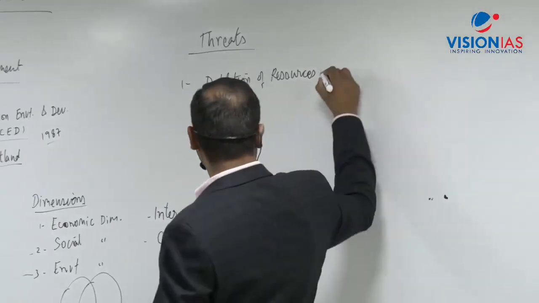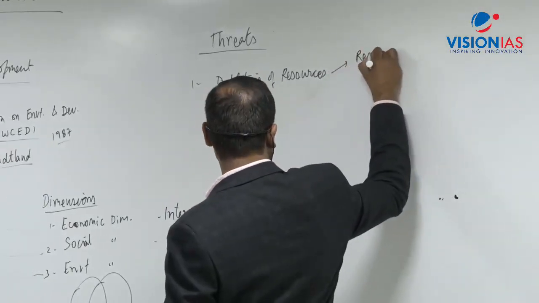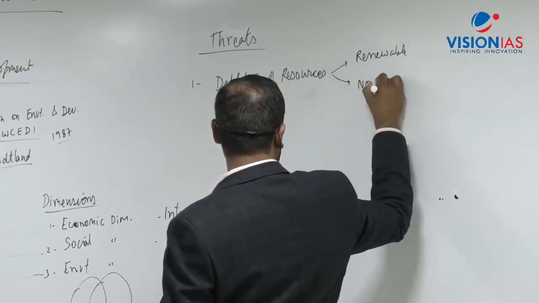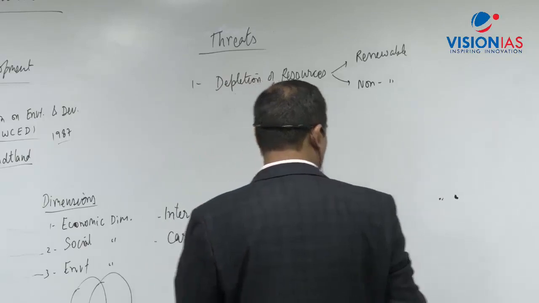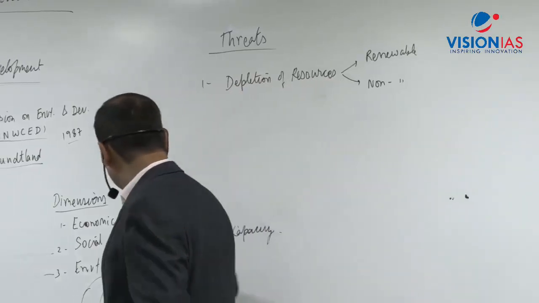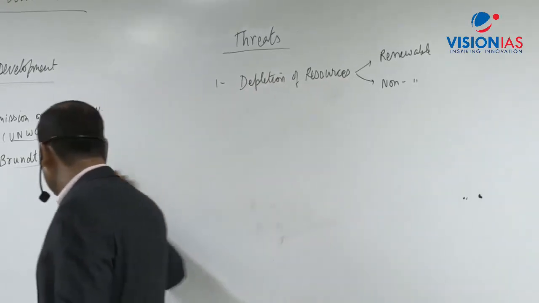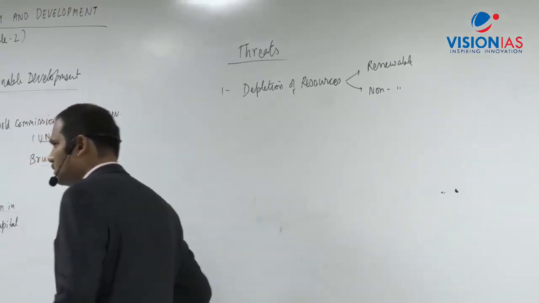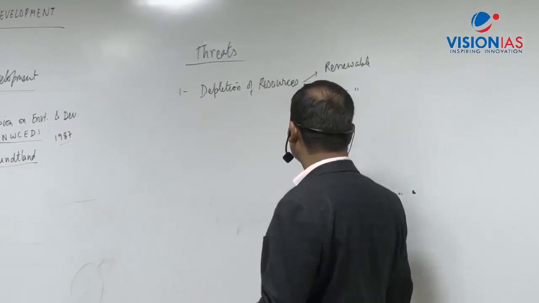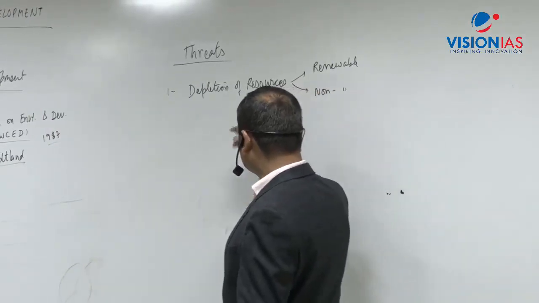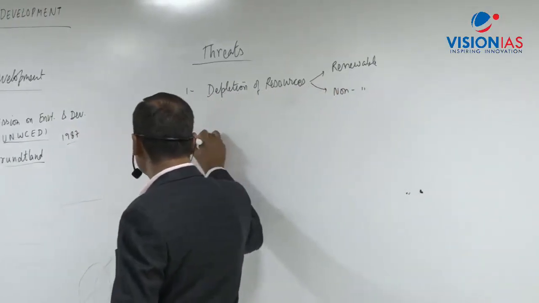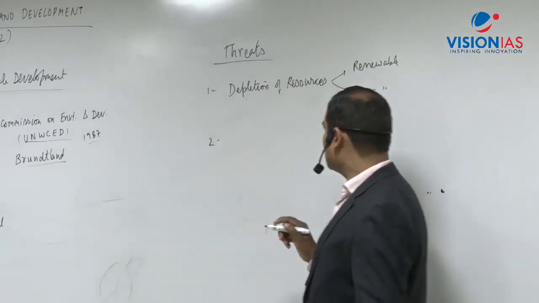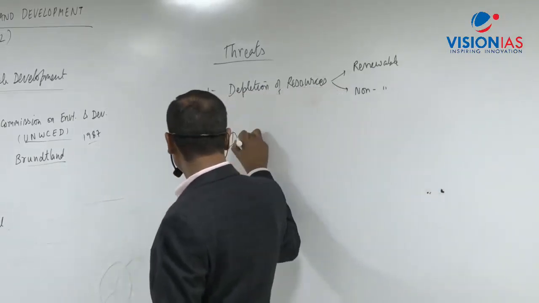Resources are of two types, renewable and non-renewable. Where must we be cautious? Non-renewable, because we have a limited stock. If we use them, then we may not have access in future. This is the problem. So we have to take care of depletion of resources, because usually we need resources for promoting development. Second thing is degradation of environment.